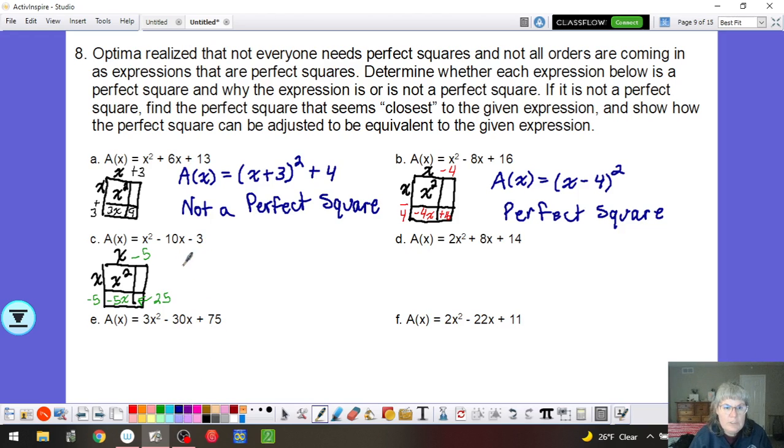So our equation is A of x equals x minus 5 squared, and remember that gave us a positive 25. We need a negative 3, so we have to subtract 28.